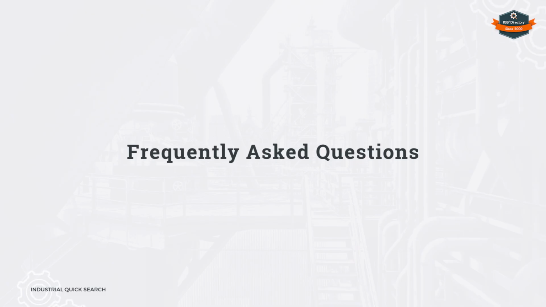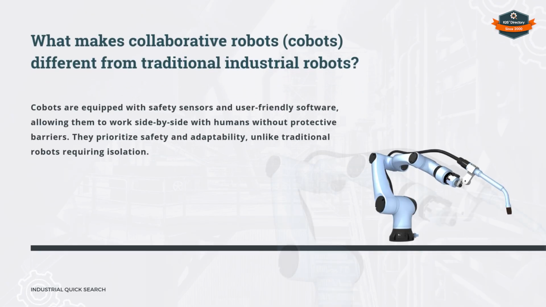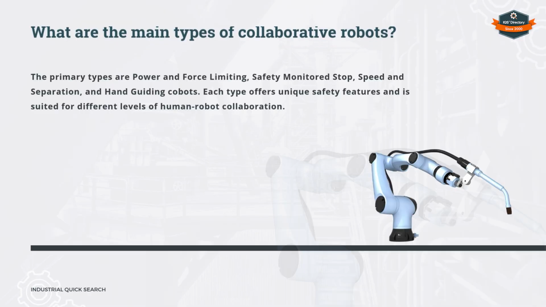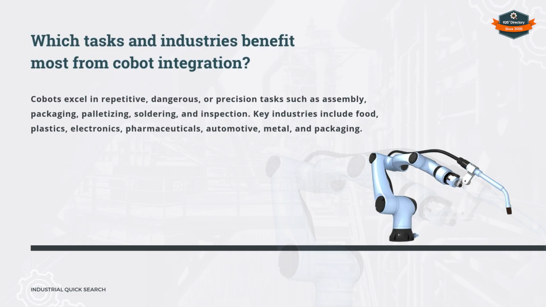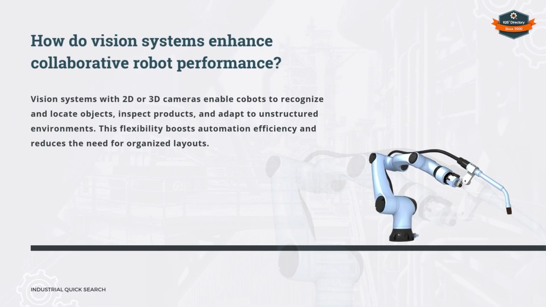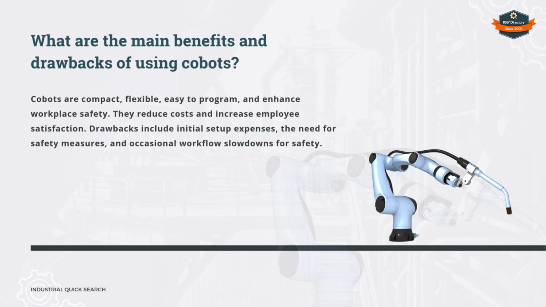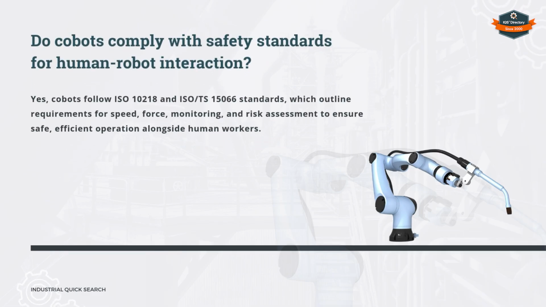Frequently asked questions. What makes collaborative robots, cobots, different from traditional industrial robots? What are the main types of collaborative robots? Which tasks and industries benefit most from cobot integration? How do vision systems enhance collaborative robot performance? What are the main benefits and drawbacks of using cobots? Do cobots comply with safety standards for human-robot interaction?